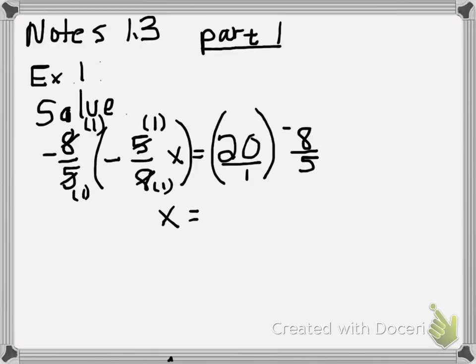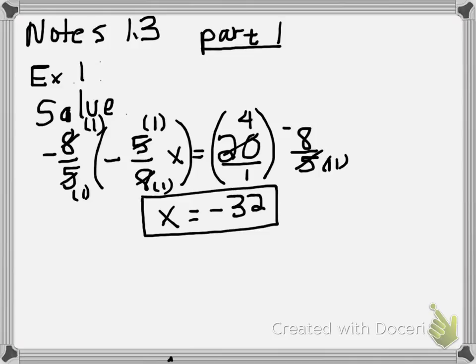And then on this side, 5 will go into 20 4 times, and since 5 will go into 5 1 time, 4 times negative 8 is negative 32. We can write negative 32 over 1, but that's not necessary. That's my answer. X is equal to negative 32.